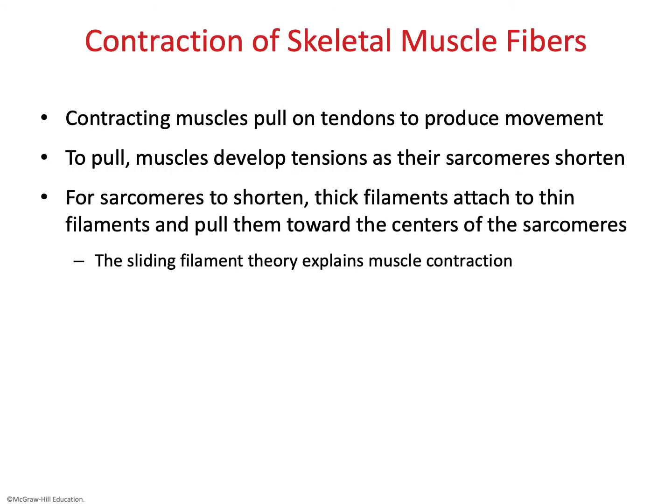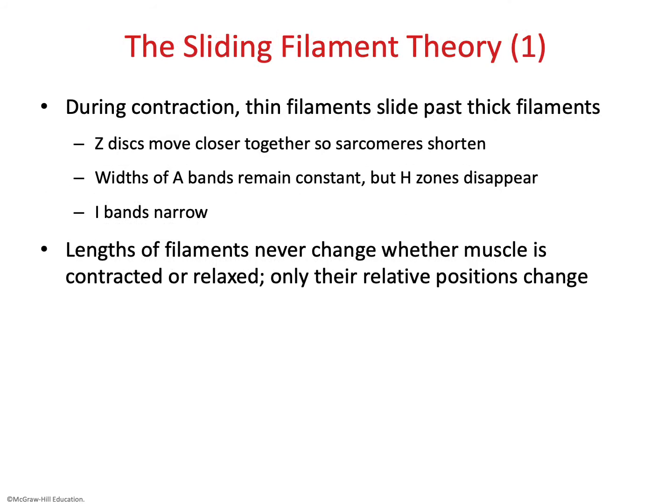This sliding filament theory we'll get into a little bit here. There's a great video on it to show you what it looks like. The sliding filament theory takes you through the physiology of muscle contraction. Basically, to do this, muscles develop tension and their sarcomeres shorten. And for sarcomeres to shorten, your thick myosin filaments attach to your thin actin filaments and pull them towards the center of the sarcomeres. The sliding filament theory explains what muscle contraction is, which, trust me, we'll learn in detail in physiology. What I want you guys to know for anatomy are some of the names and just have a general idea of what happens.